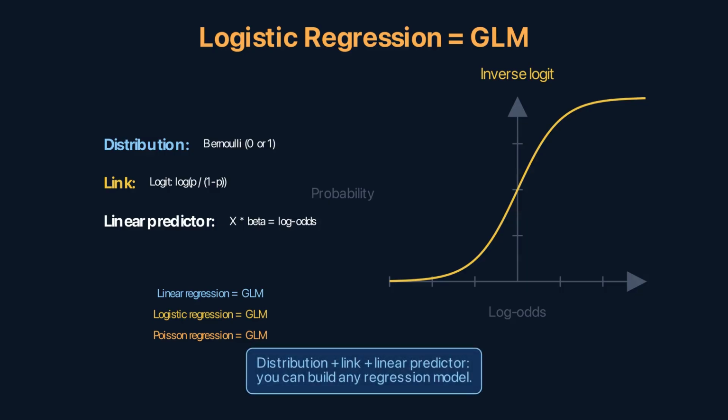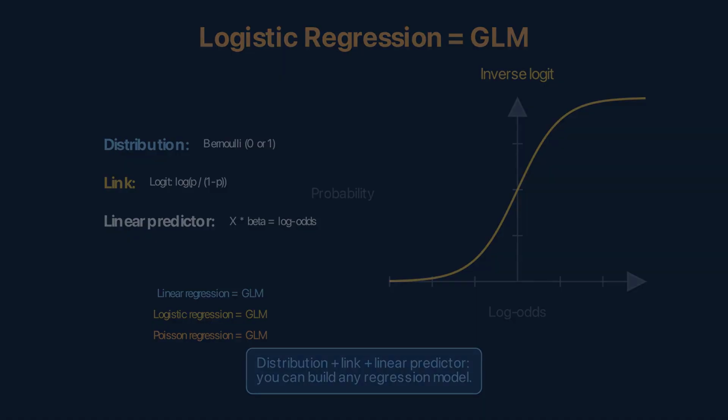Logistic regression is a GLM. So is linear regression. So is Poisson regression. The GLM framework unifies all three. Once you understand the 3 components: distribution, linear predictor, link, you can build any regression model.